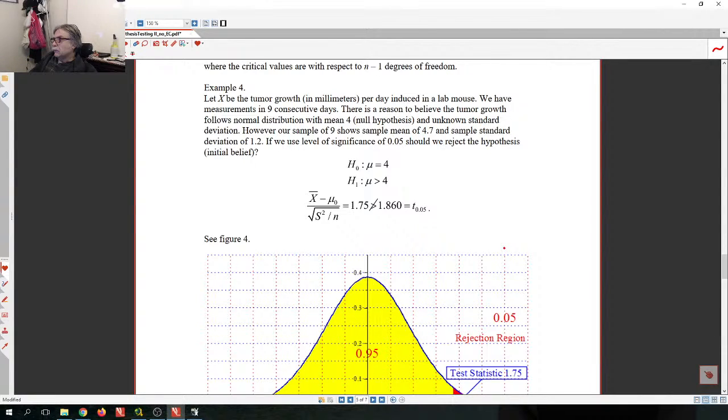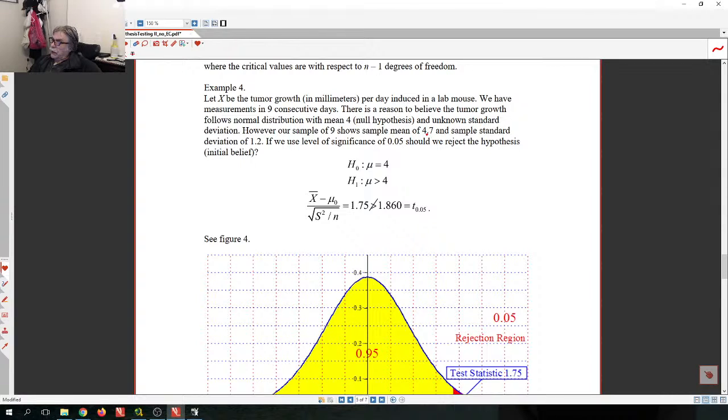We have a sample of 9, maybe 9 mice or 9 days, I don't know. And that shows a mean of 4.7 millimeters per day, bigger than what was assumed before. This was induced; the mouse either had some genetic modification or maybe was given some chemical to get that tumor growing. Not a nice thing to happen, but it happens in lab conditions. They're doing stuff like that.